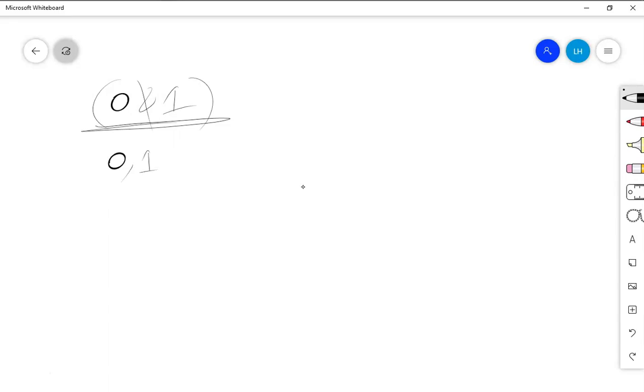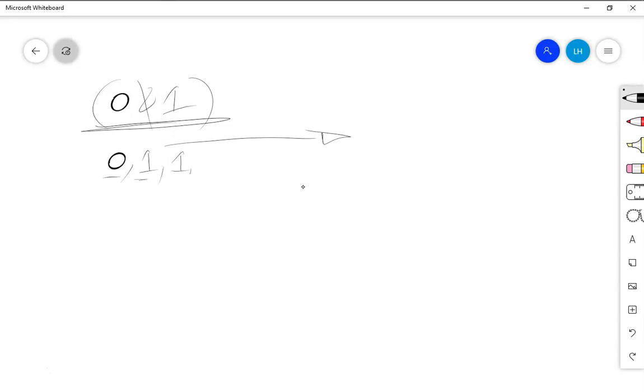Now the sequence goes on. How will you identify the next number in the sequence? The next number is obtained by taking the previous two numbers and adding them up. Taking 0 plus 1, the next number will be 1.